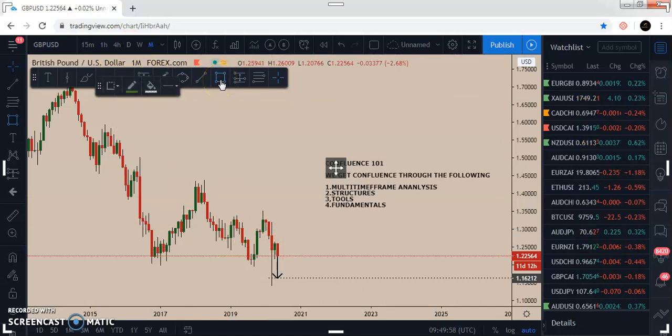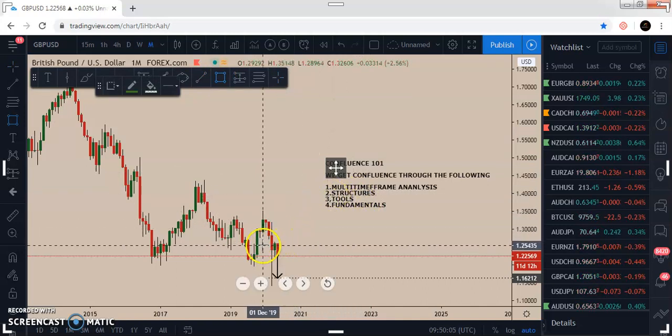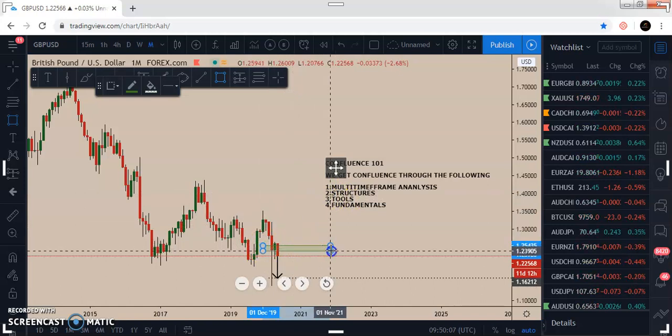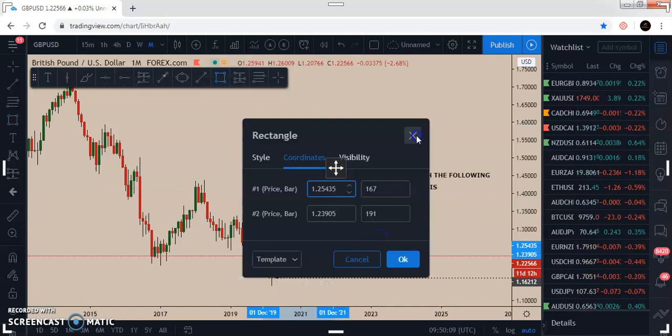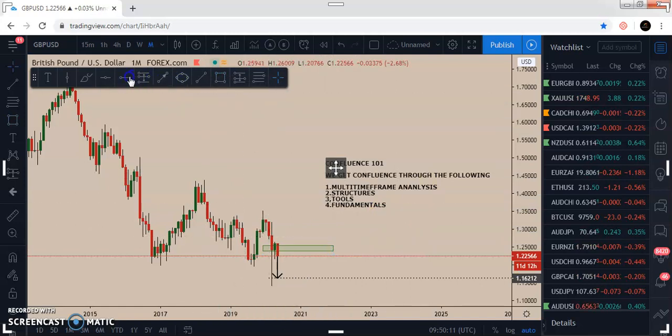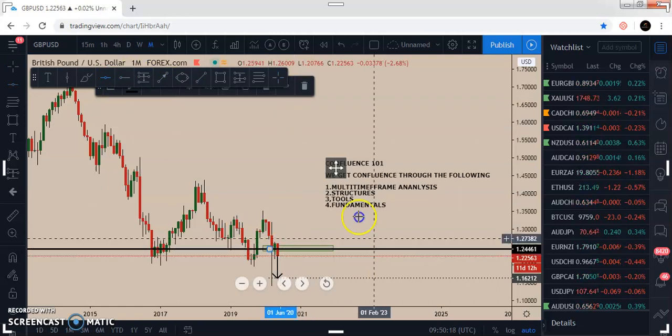Now I want to quickly show you how to use structures and tools together before we go to the fundamental. You first of all identify the structure area. This is a structure area, this green candle. Now you just drop that tool there. If you don't want to use it, you can use this as well, but I prefer that.